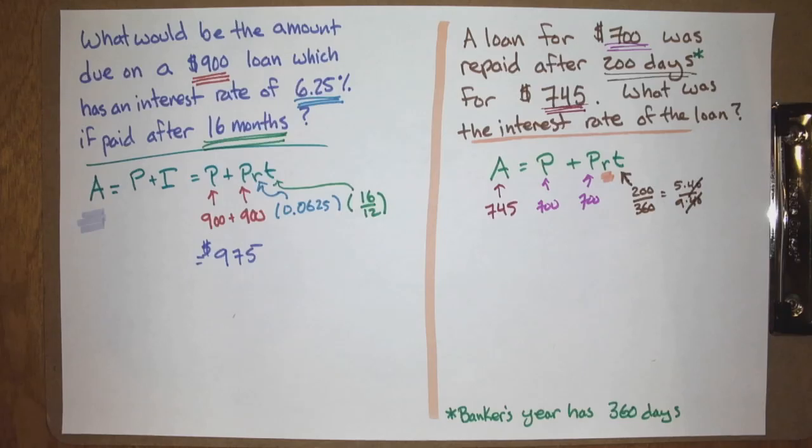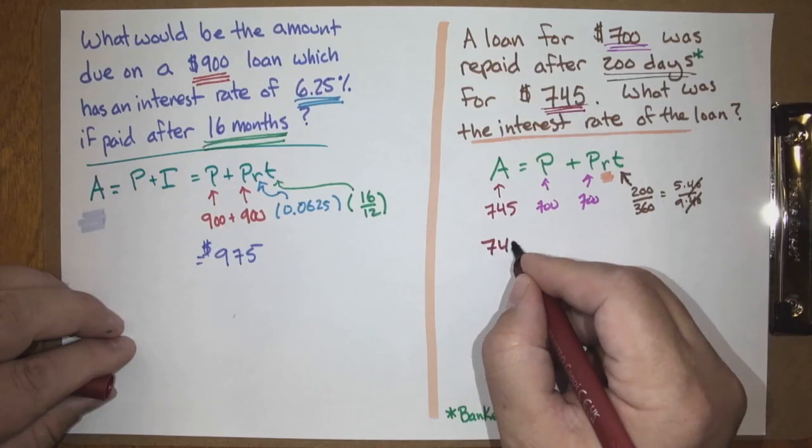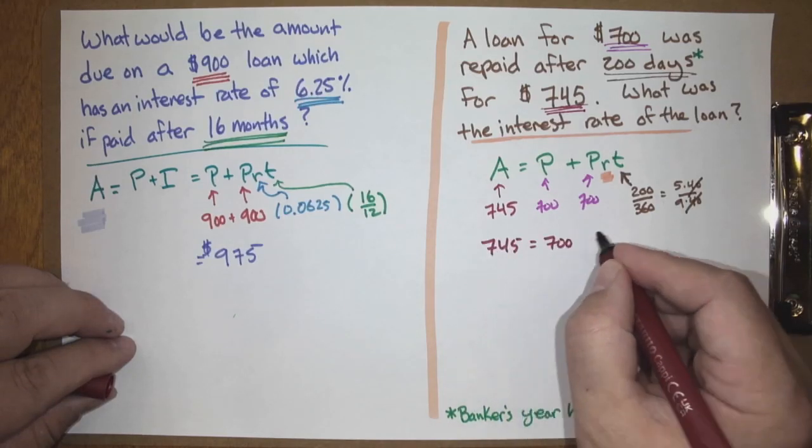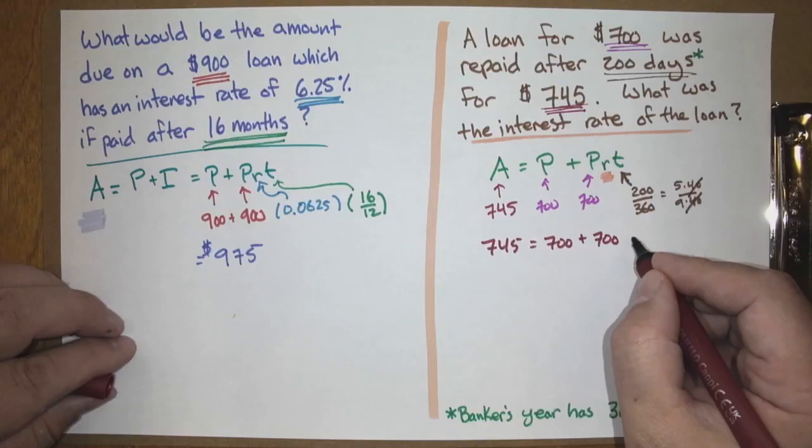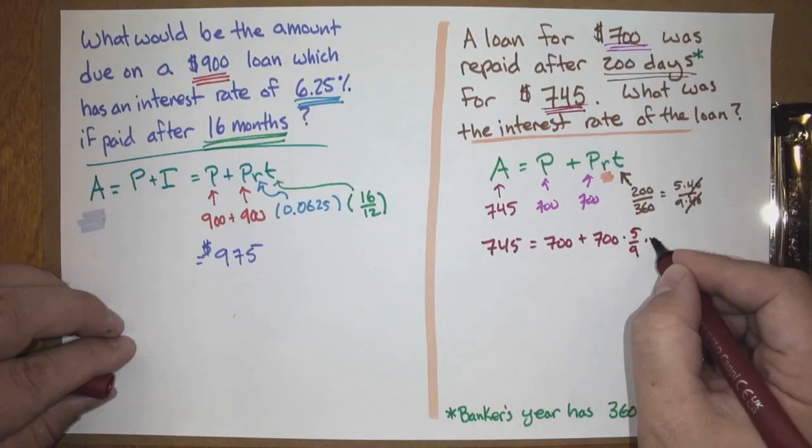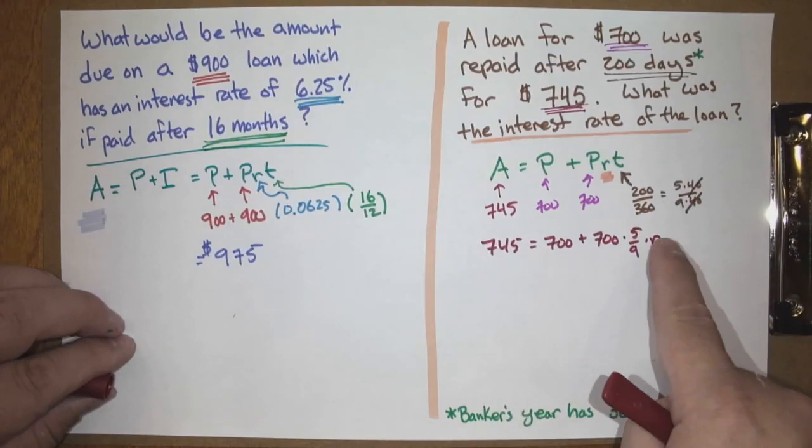All right, so what do we need to start doing? Well, we need to get R by itself. A lot of algebra is basically the goal of saying, how do you isolate a piece of your expression? So you think about, well, what are some manipulations we can do? So how do we start getting R by itself? So I'll rewrite it. So we have 745 equals 700 plus 700 times 5/9 times R. So how do we get this R by itself?